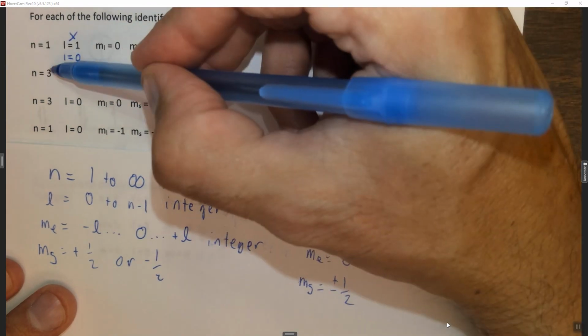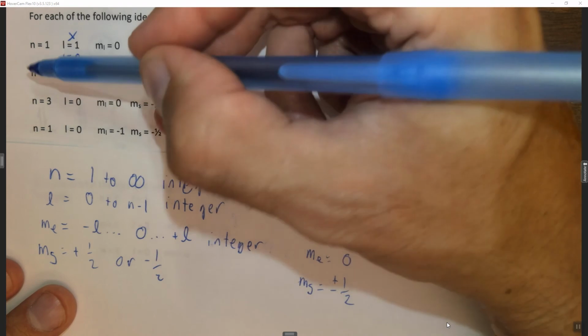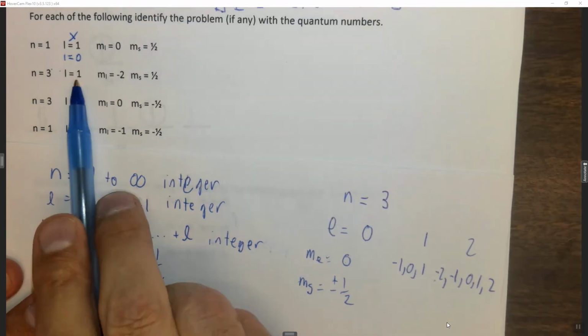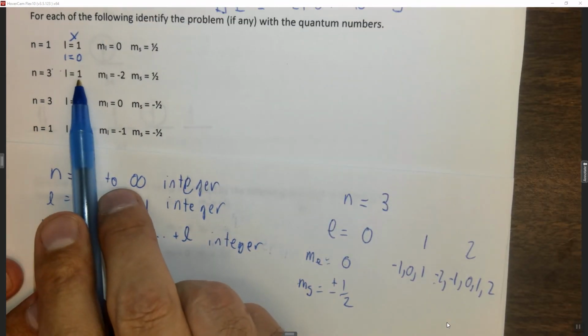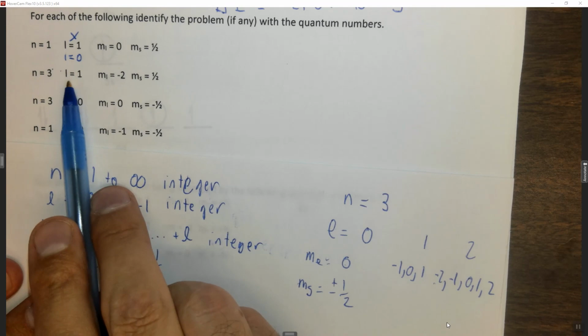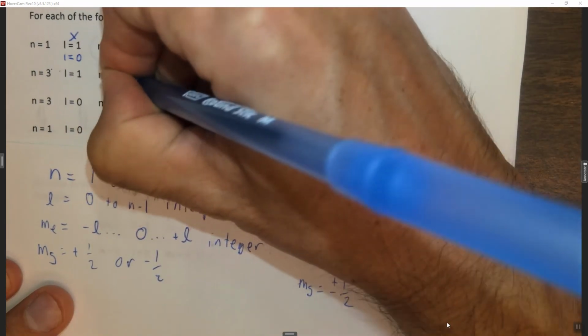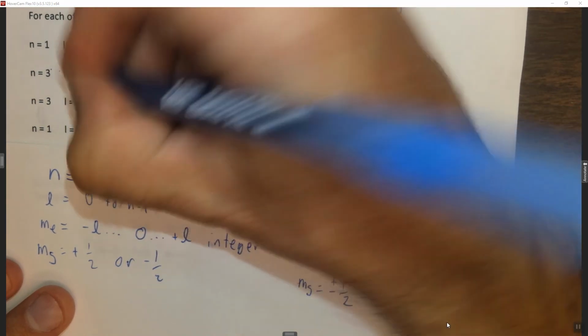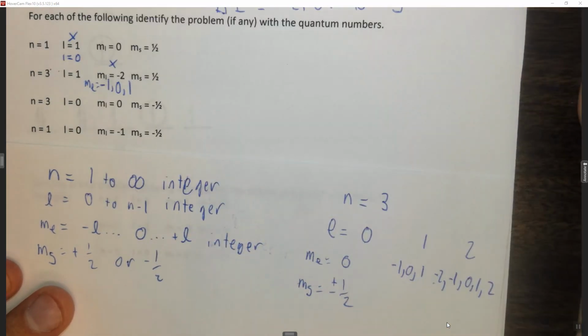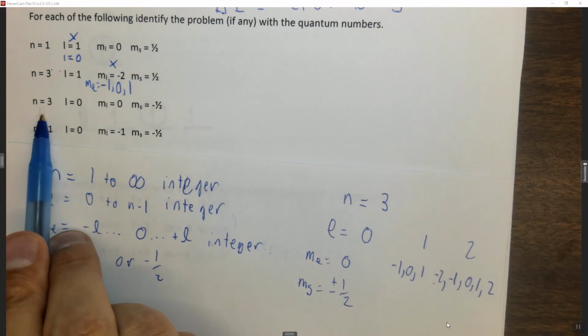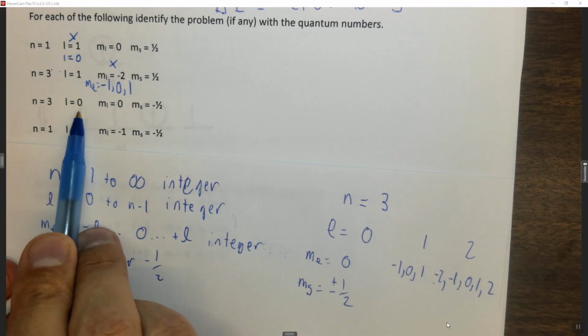If n equals 3, the possible values of L are 0, 1, and 2. In this case, 1 is a valid value. If L is equal to 1, the possible values of m sub L are minus 1, 0, and 1. It can't be equal to negative 2. So there's your problem. If n equals 3, L could equal 0, 1, or 2.